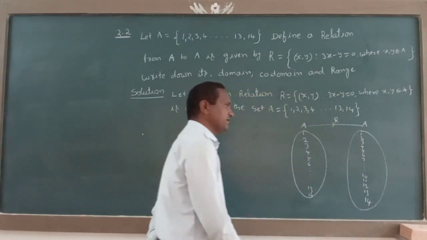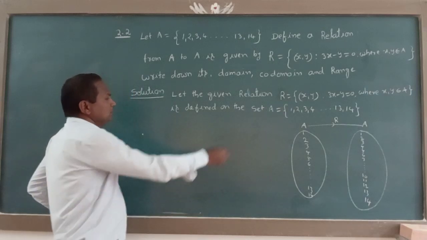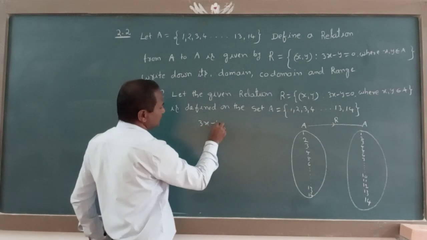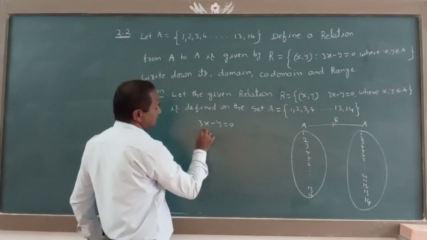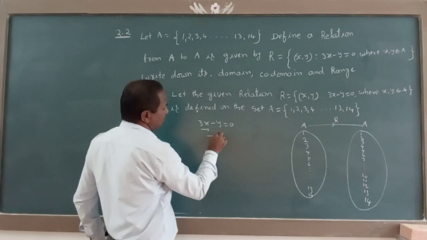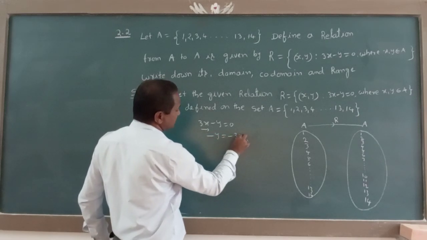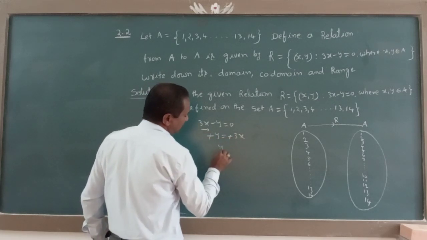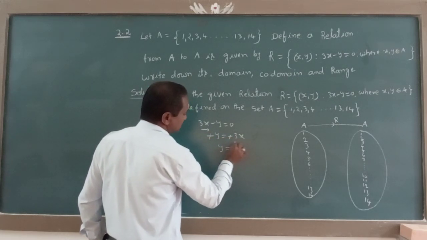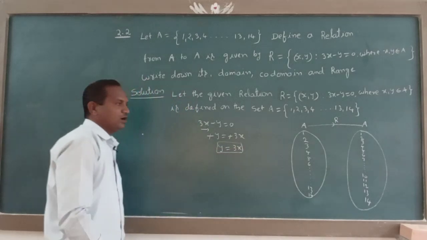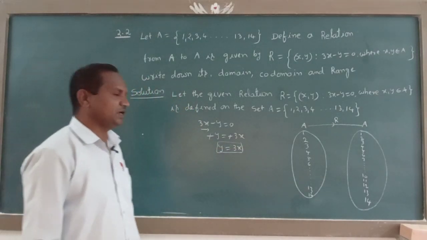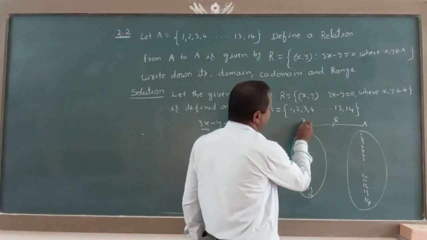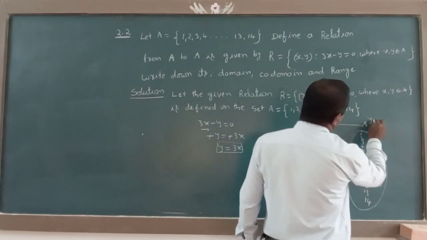Total 14 elements they have taken here. Here the given formula 3x minus y is equal to 0 they gave here. Send 3x to that side, it becomes minus y is equal to minus 3x. Minus minus gets cancelled. Then you will get y is equal to 3x. Based on this formula, we can find out the elements of the relation capital R. Here y is equal to 3x.